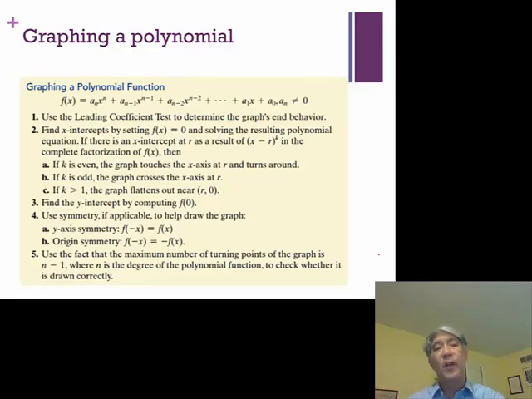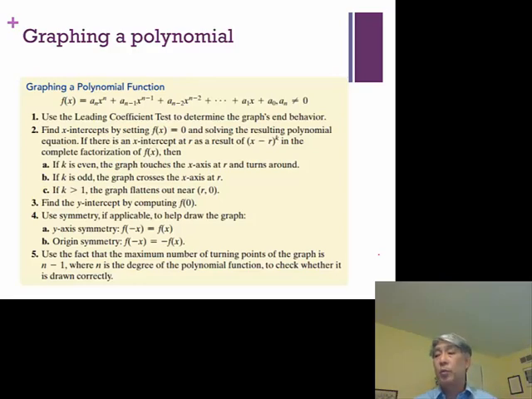The third thing we're going to do is find a y-intercept by computing f of 0. So this gives us multiple points for us to graph and at least sketch through. Then we're going to use the fact that the maximum number of turning points is n minus 1 to check whether our graph makes sense. If I end up with too many turning points, I need to go back to the drawing board.